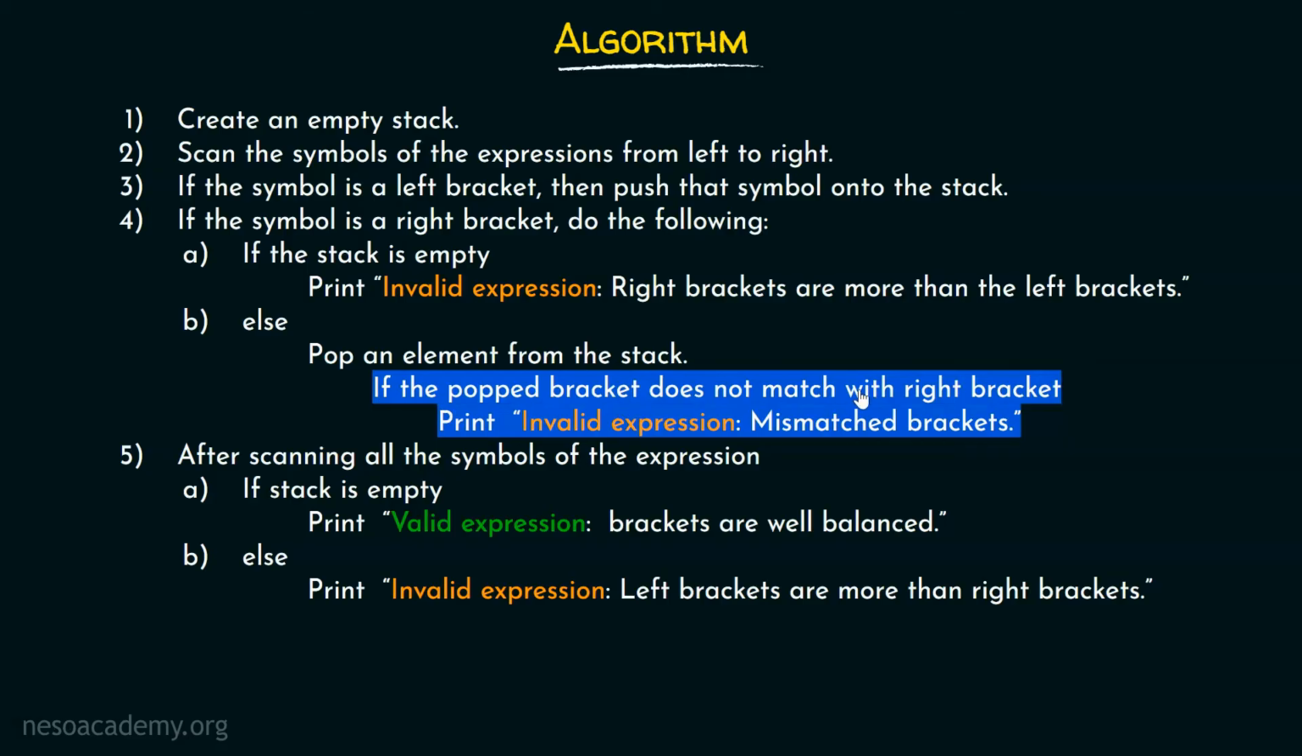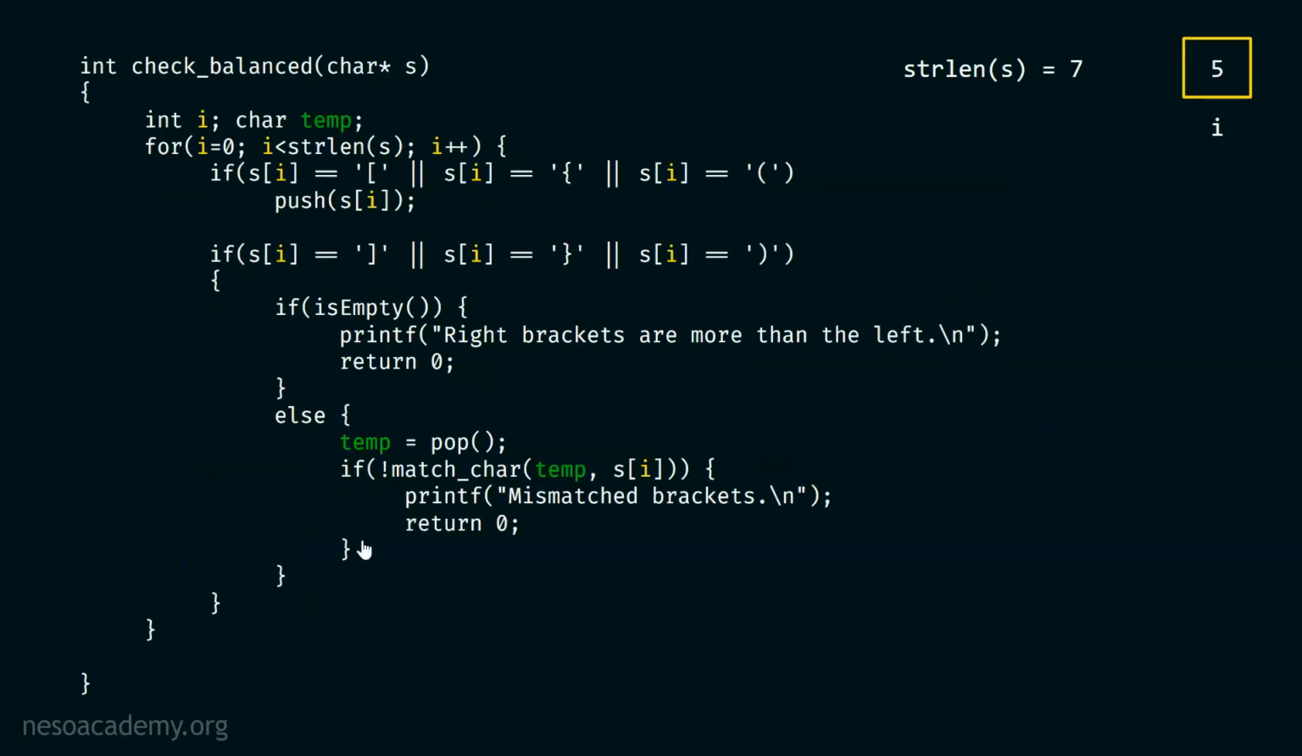If the popped bracket does not match with the right bracket, if it is the case that the popped bracket, the bracket which we have popped, does not match with the right bracket, then we must print this message, invalid expression, mismatched brackets. This means that we need to check this condition. If not match char temp comma si, then print mismatched brackets and return 0 from this function. Okay. If it is the case that the temp is not matching with si, then we must print this message mismatched brackets. Okay. And we must return 0 from this function.